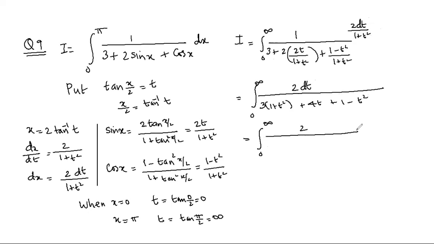How many t squares are there? 3t square minus t square, so 2t square. How many t terms? 4t. Plus 4. So we can cancel off the 2.